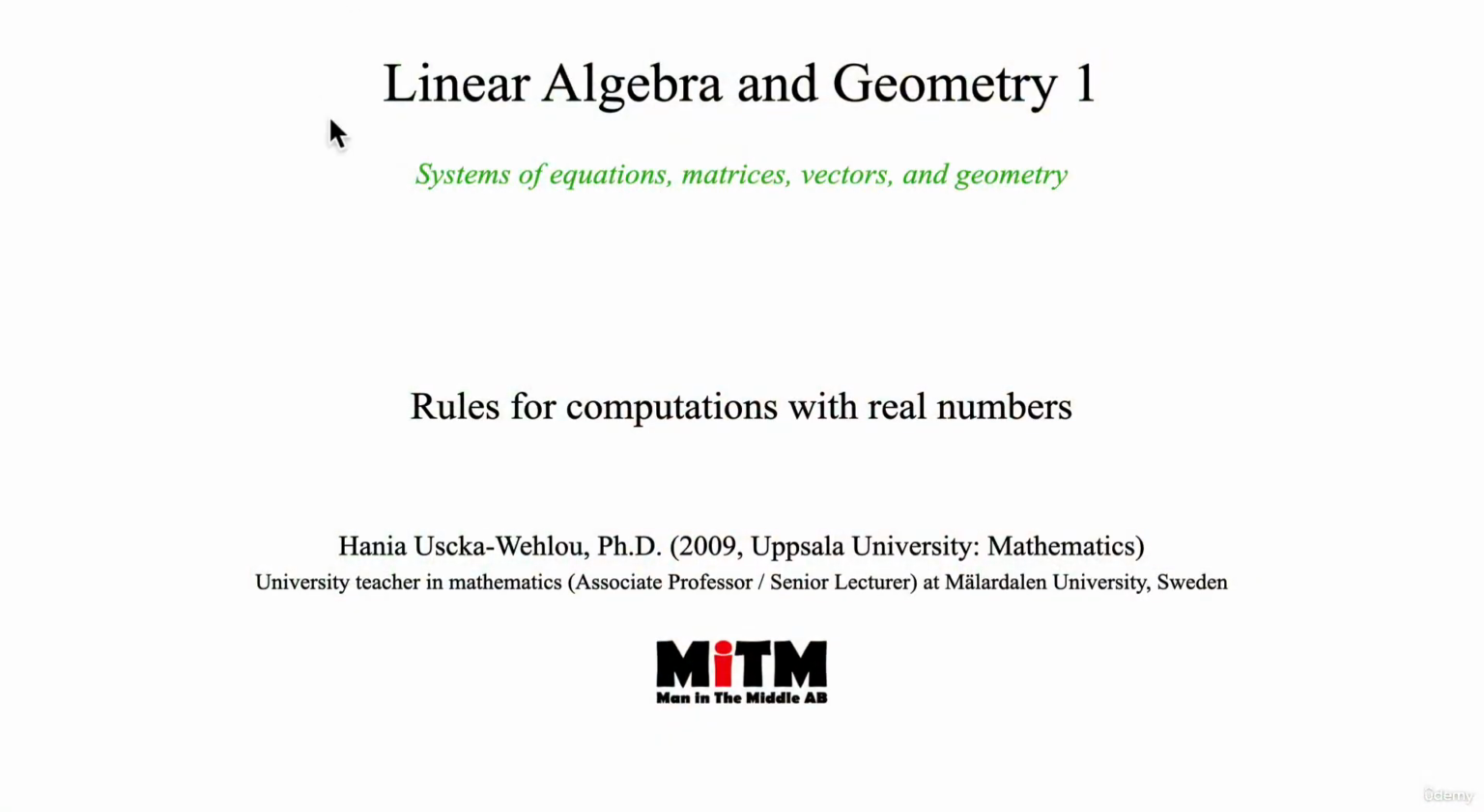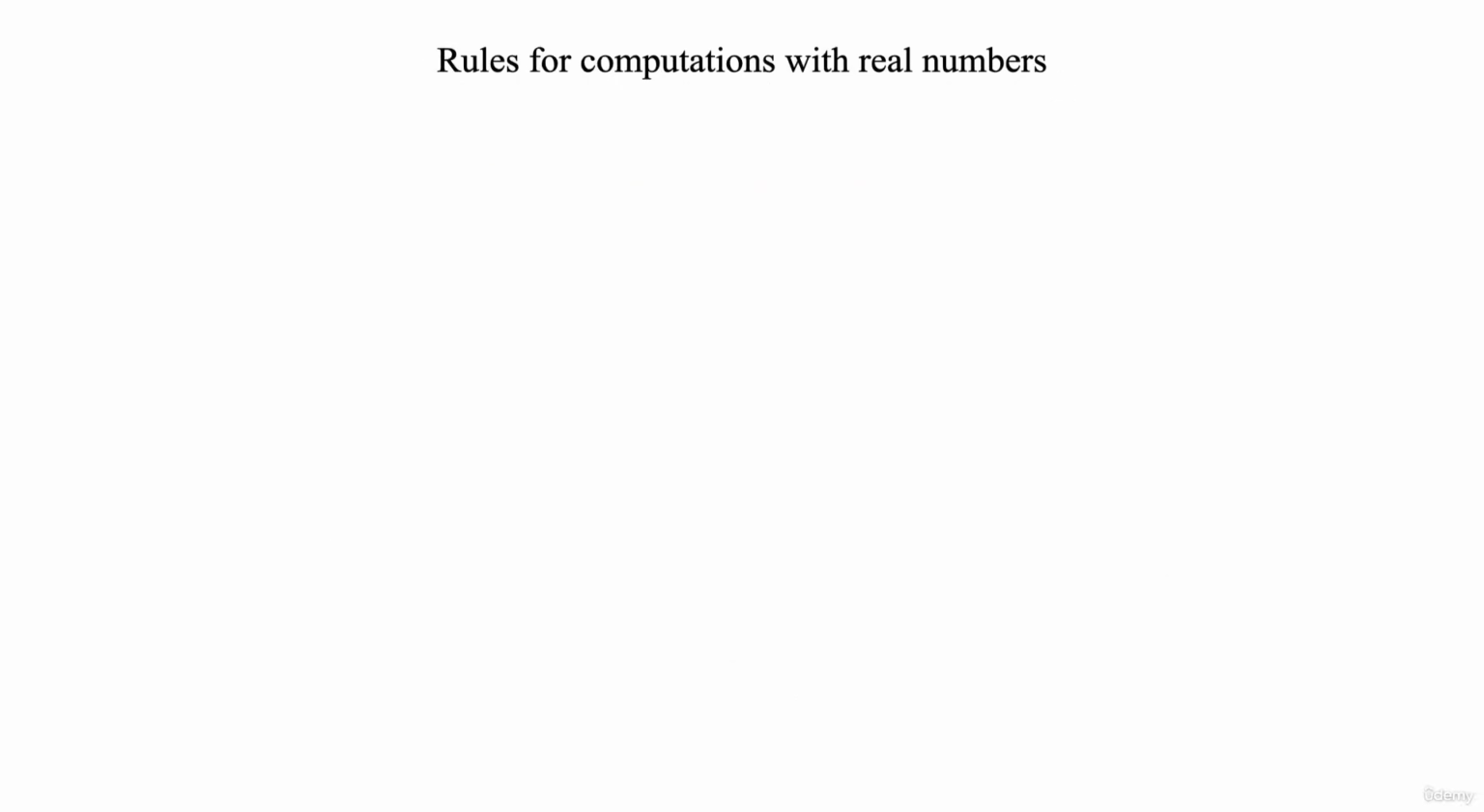Rules for computations with real numbers. You know that you have basically two kinds of arithmetical operations with real numbers: addition and multiplication. You could also say that you have subtraction and division, but subtraction is just an addition of an opposite number, and division is multiplication by an inverse. So basically you have just two operations, multiplication and addition.